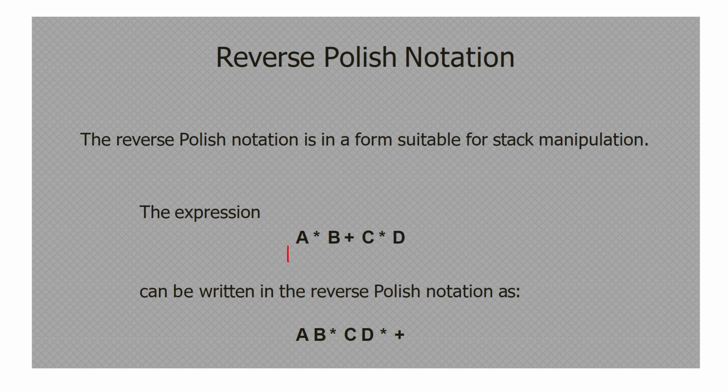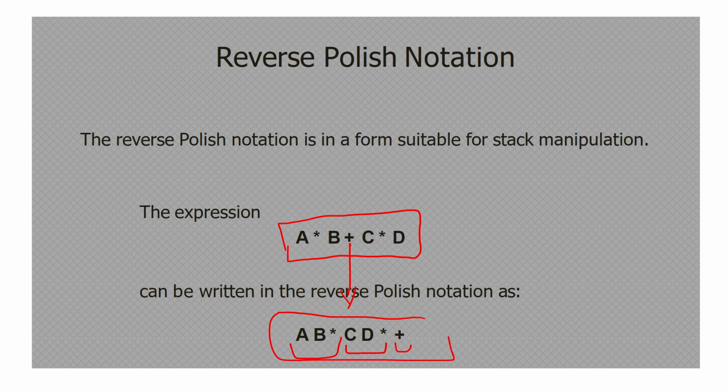So a into b plus c into d, when written as ab multiply, cd multiply and plus, is the reverse Polish notation or postfix notation for this expression, if this expression is e.